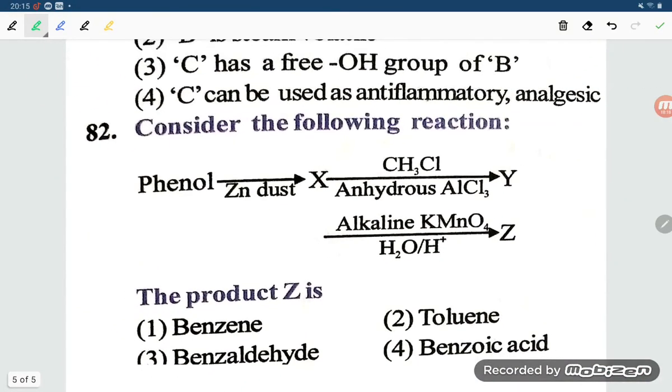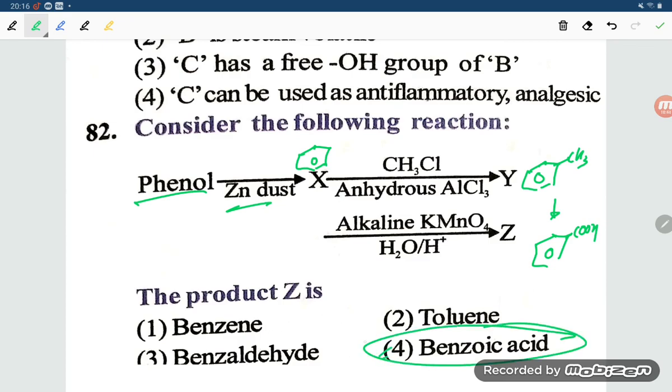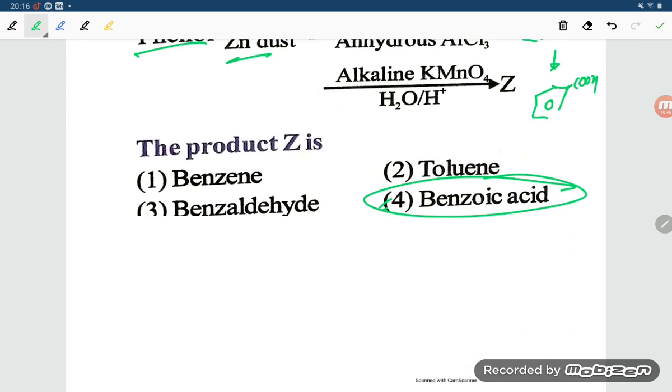Okay, next, consider the following: phenol with zinc dust. If you are reducing, it will give benzene. Benzene reacting with CH3Cl will give toluene, CH3. With alkaline KMnO4 and H2O, it will give benzoic acid, COOH. So the product Z is benzoic acid. The correct option is option number 4. So for 82, option number 4 is correct.